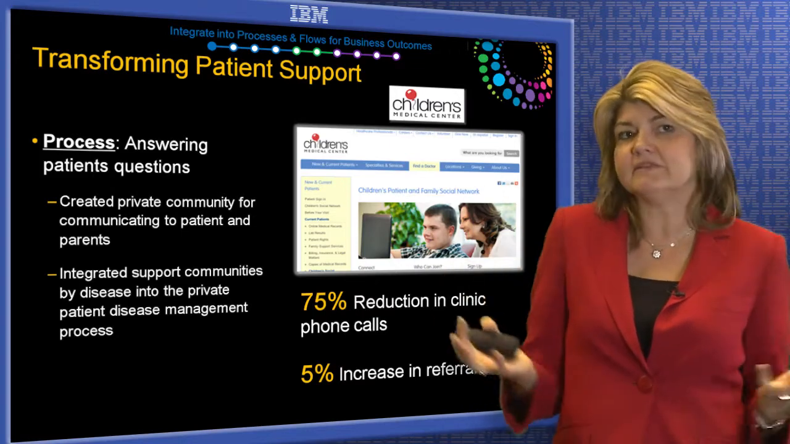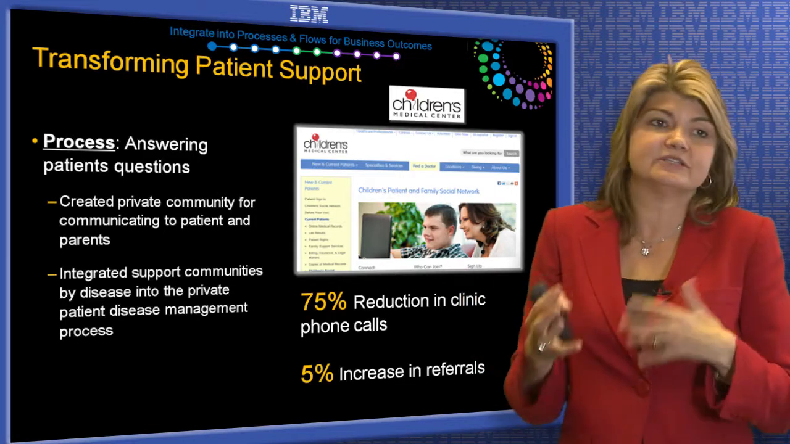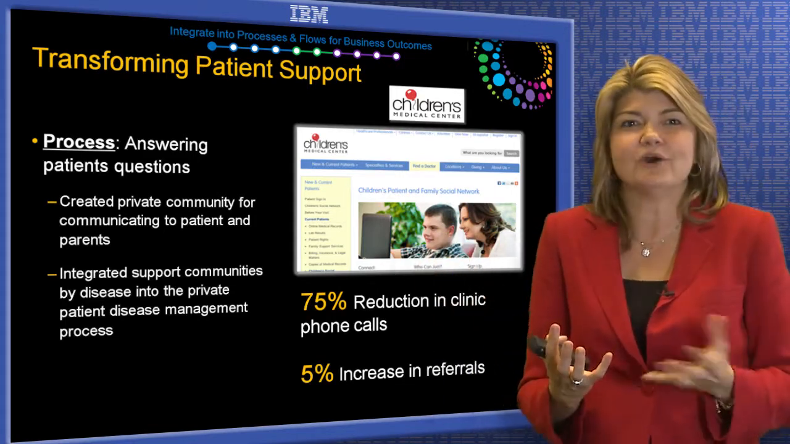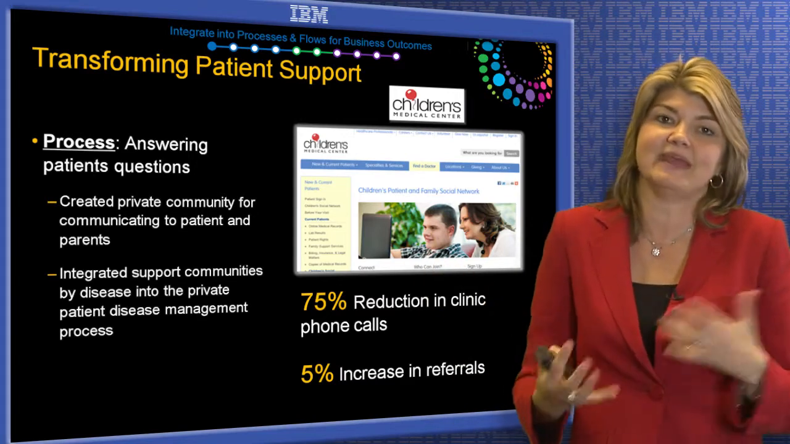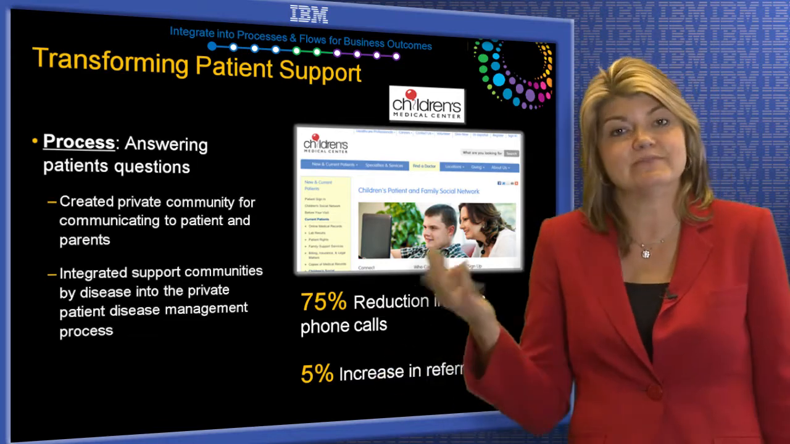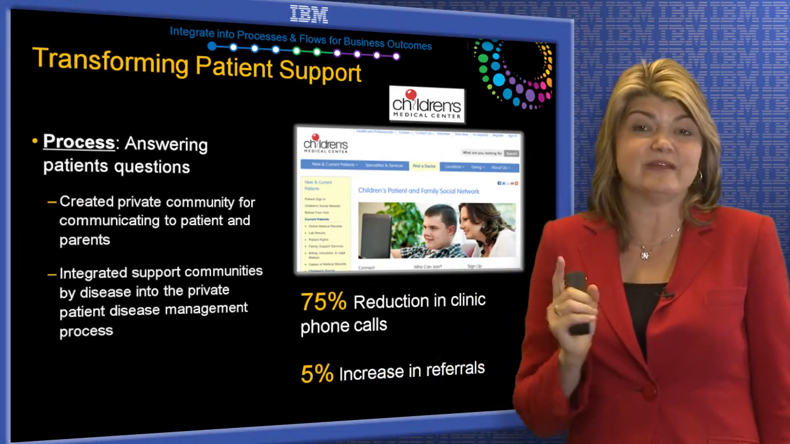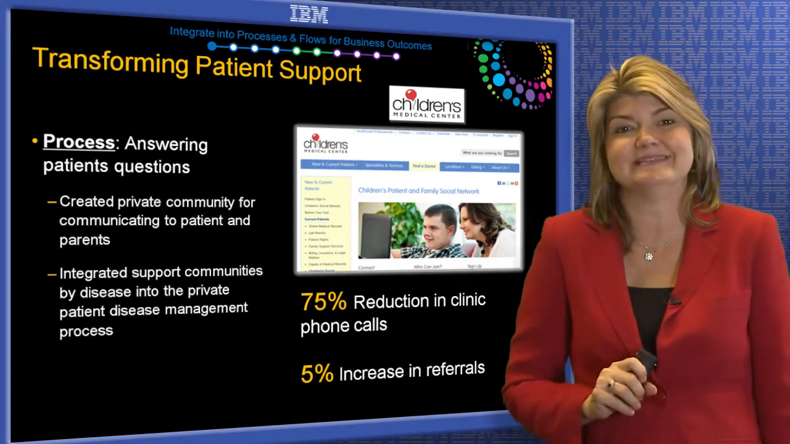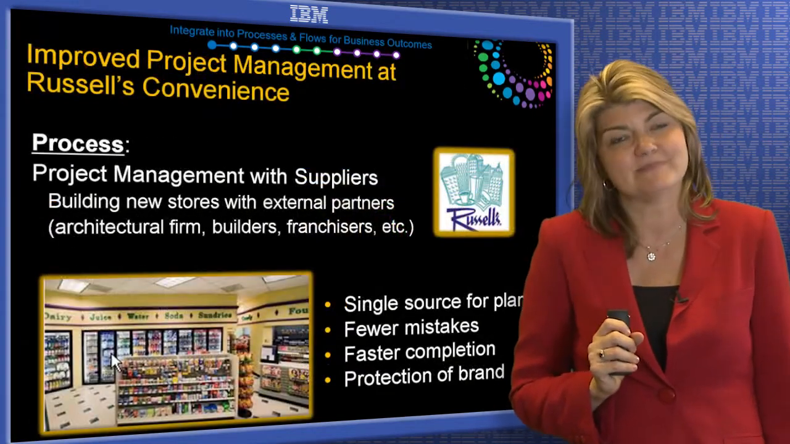They created a private community, social community, protected and secure, where parents could share information, help each other. They integrated this whole support community by disease into the private patient disease management process, reduced by 75% the number of calls coming in, and increased their referrals by 5% because now people had a different way to interact with this business.